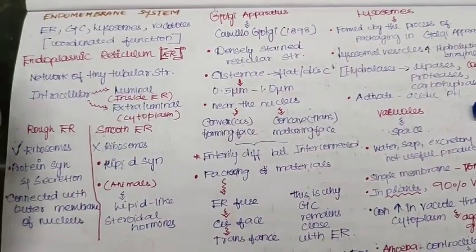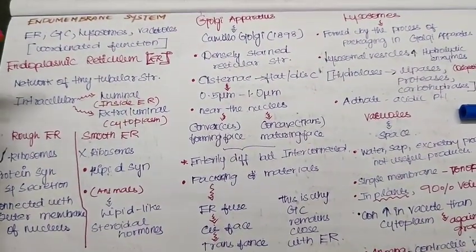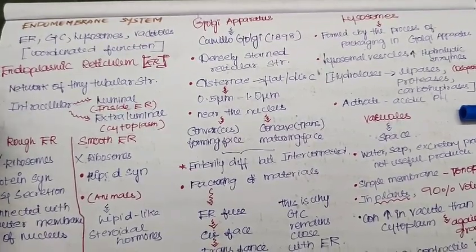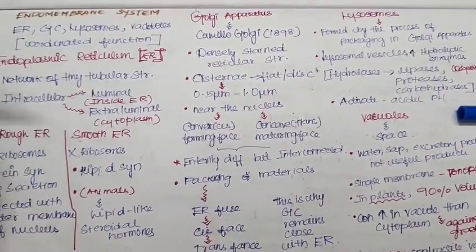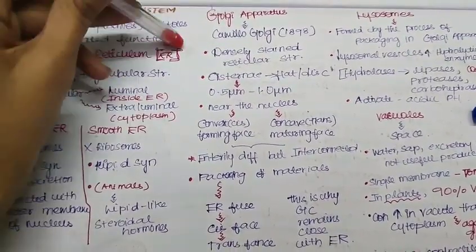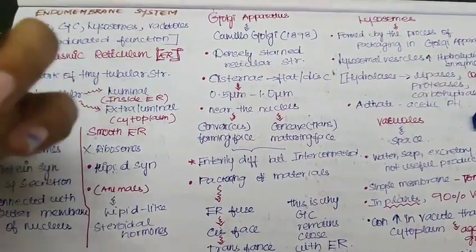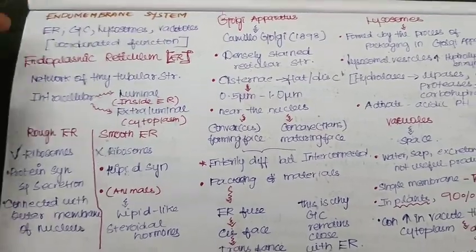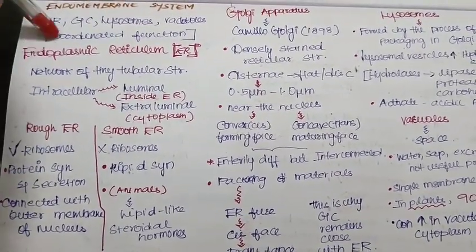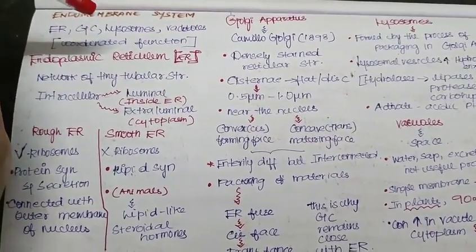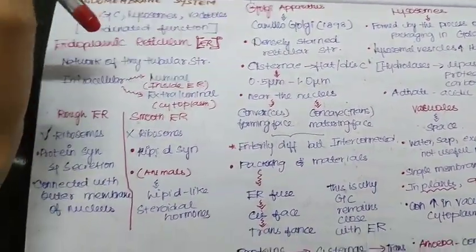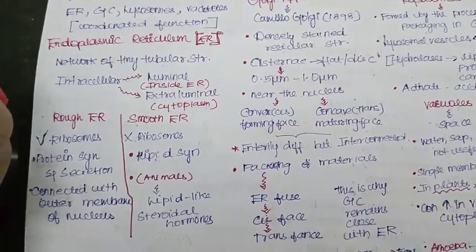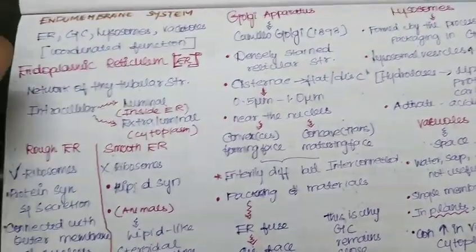So we are talking about the eukaryotic cells, in which we have discussed the cell membrane and cell wall. Now we will talk about the endomembrane system. What is this endomembrane system? The organelles in this system are coordinated in their function. That's why it is specifically called an endomembrane system. The endoplasmic reticulum, Golgi complex, lysosomes and vacuoles are the 4 organelles inside this system. Now we will talk about each in detail.